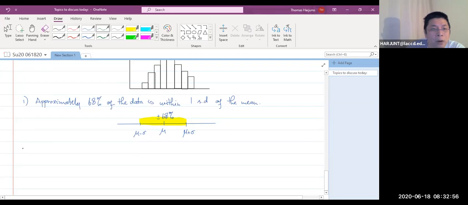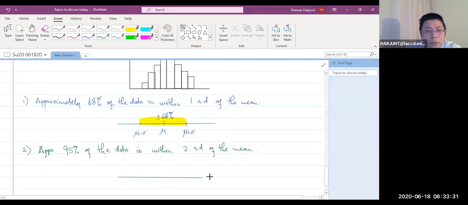Now, approximately 95% of the data, so it is not precisely 95%, it's not precisely 68%, but not going too far from that number, is within 2 standard deviations of the mean. So following the figure we have above, if this is the mean, you go twice standard deviation to the right, and twice standard deviation to the left, then approximately 95% of the data is located in this interval.